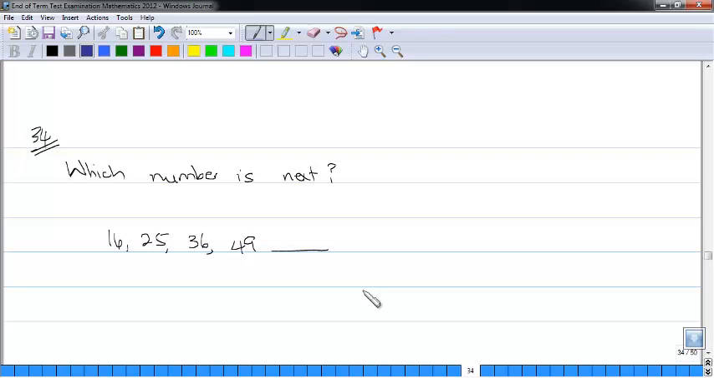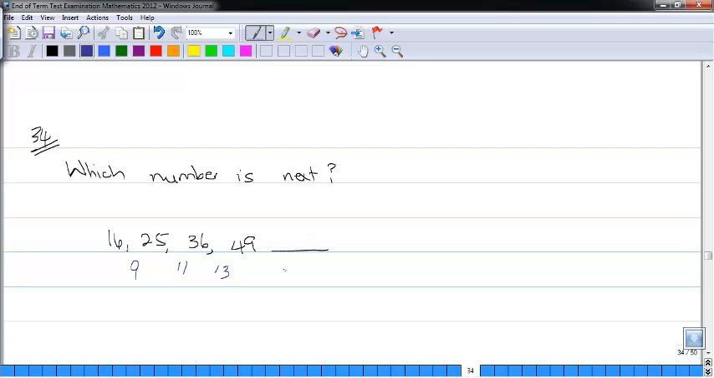Number 34 asks us to complete the sequence by saying which number would come next. Let's identify the difference between these numbers. We have 16 and 25, our difference here is 9. 25 and 36, our difference here is 11. And 36 and 49, our difference here is 13. We notice that each time they're moving up, they go up by 2, because 9 and 2 would make 11, 11 and 2 would make 13.